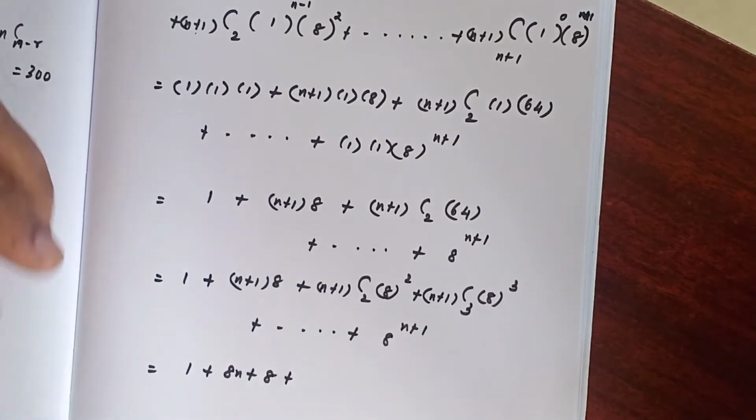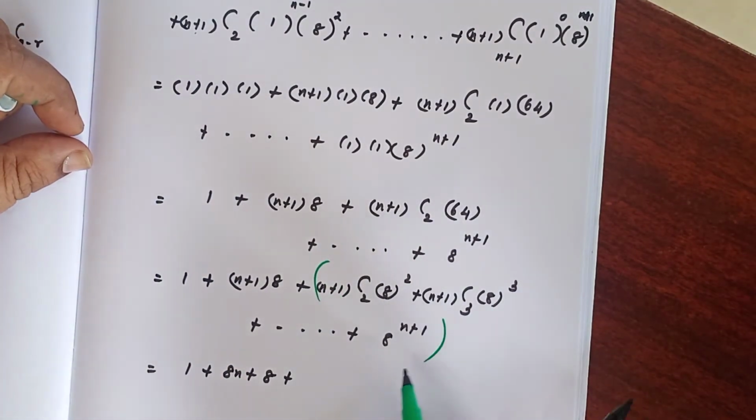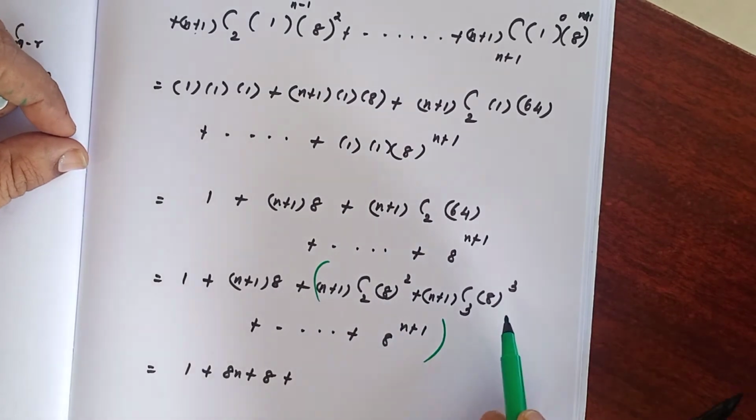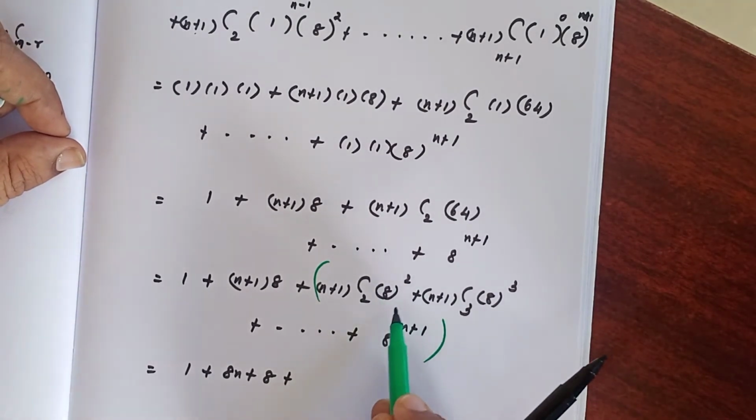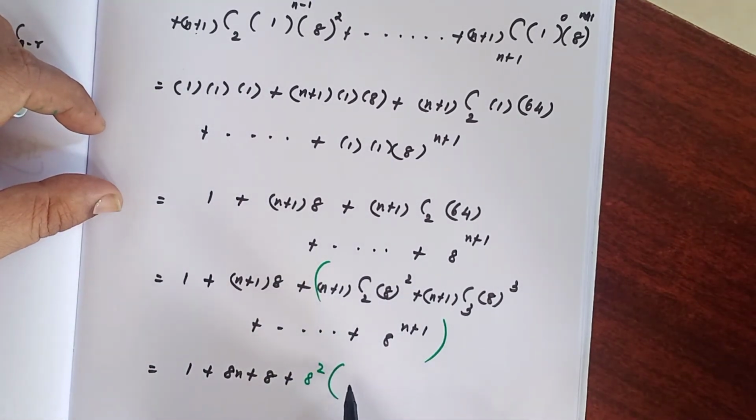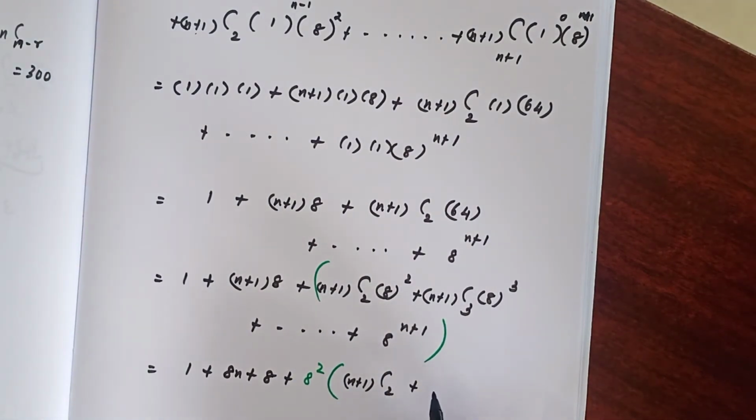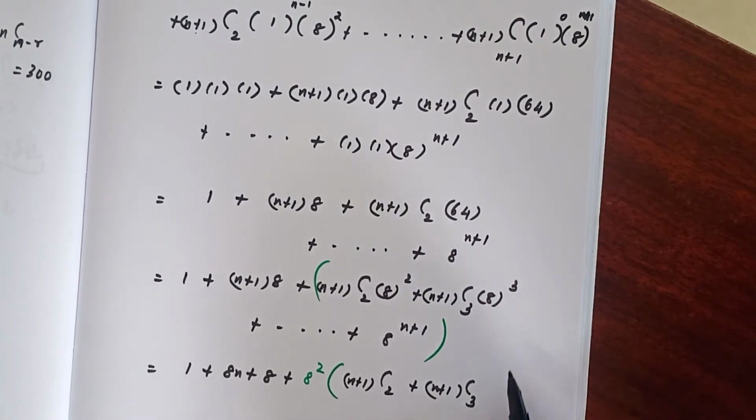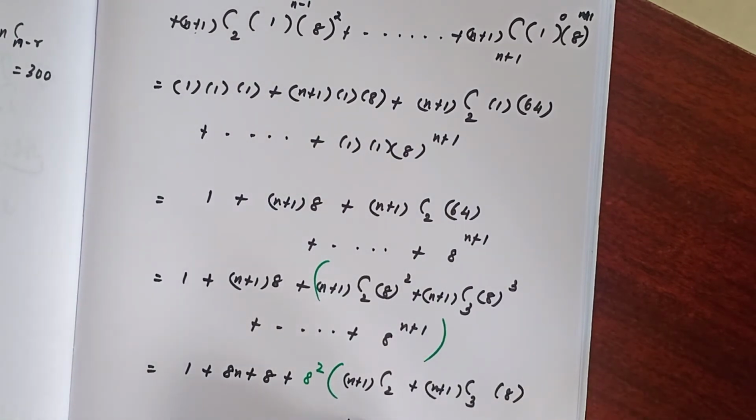From here to there I take that 8 square as common. So this is the least one, 8 square, 8 cube, 8 power n plus 1. So I take 8 square as common. If we take 8 square as common, we will be getting n plus 1 c2. We have taken 8 square already common. Plus n plus 1 c3 will be there. We have taken already 8 square common, so only 8 will be there, plus here we have taken 8 square as common. You will be getting 8 power n minus 1 at the power.